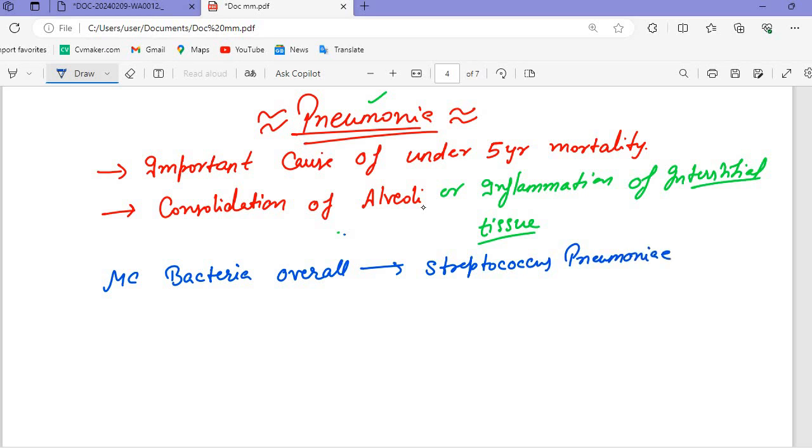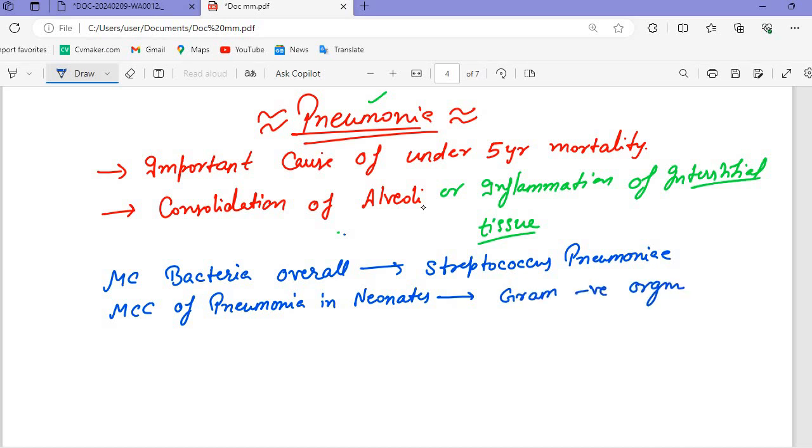Okay. Which is the most common cause of pneumonia in neonates? That is gram-negative organisms, like Klebsiella and E. coli. The most common cause of pneumonia in neonates is gram-negative organisms, Klebsiella or E. coli, and Staph aureus can also be there.